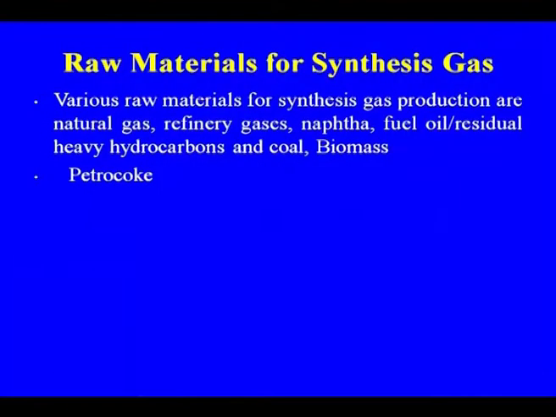So, the various raw materials for synthesis gas production are natural gas, refinery gases, naphtha, fuel oil, residual heavy hydrocarbons, coal, biomass, and now petrocoke, which is getting important because refineries are producing more of it with the use of more and more heavier feedstock. Reliance Jamnagar refinery is already going for petrocoke gasification, so that the petrocoke can be utilized there. We will discuss the various products and methods in detail in Module 1, the raw materials for the organic chemical industry.